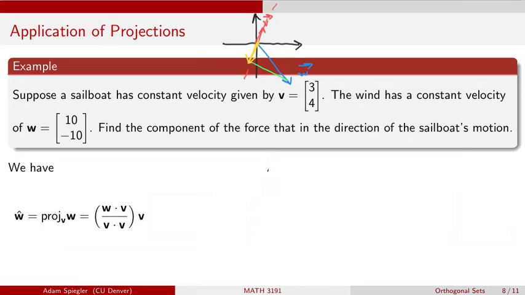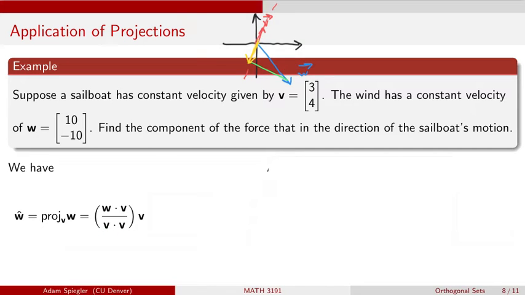So we can find the projection of W onto V, this yellow vector right here. It's going to be some scalar multiple of V. It has to sit on the same line as the vector V. And we found that the formula for finding that scalar is we take the dot product of W with V and then divide that by the dot product of V with itself.